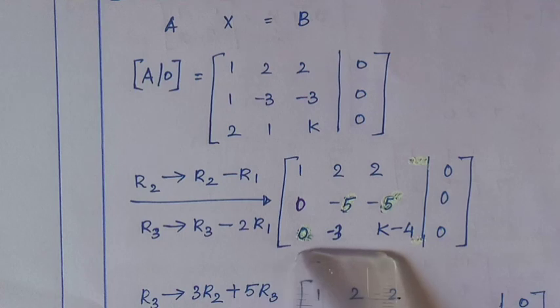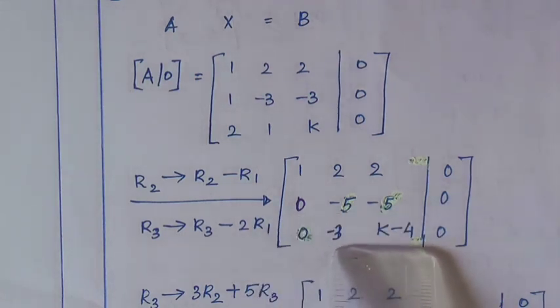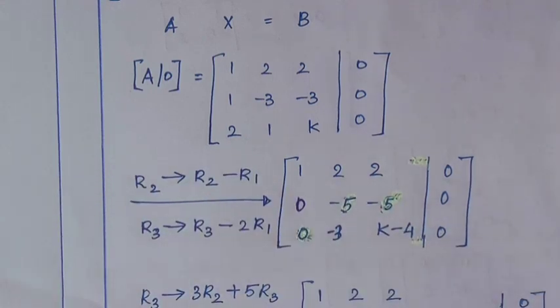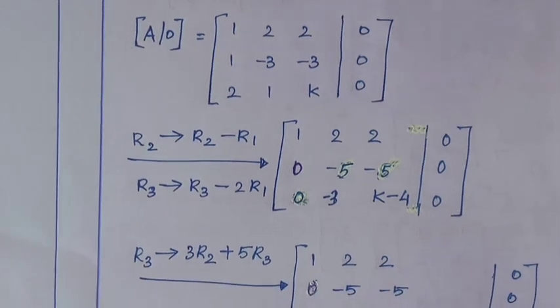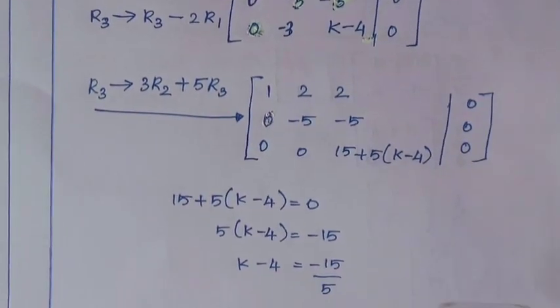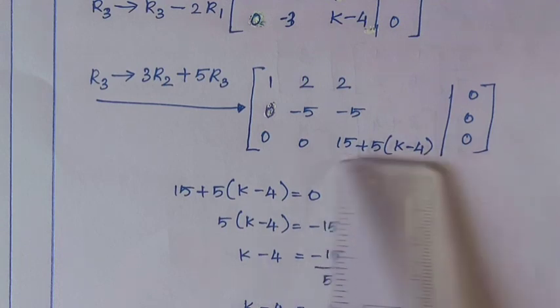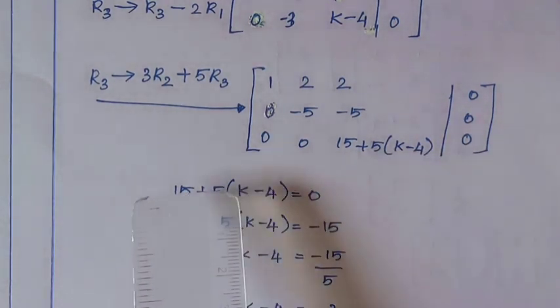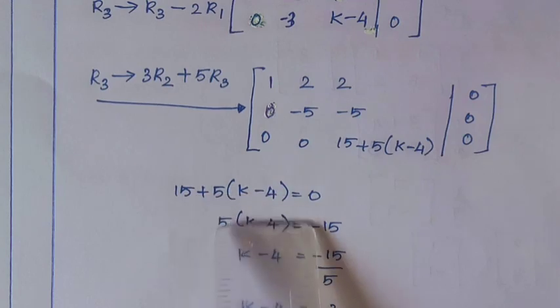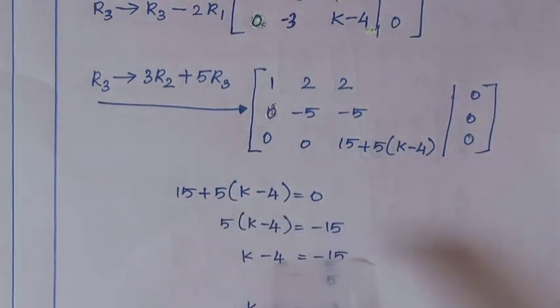Next, after we got here 0, here 0, we have to get this value to 0 and this to 0. So R3 gives 3R2 plus 5R3. So 0, 0, 15 plus 5 into k minus 4, 0, 0, 0. Next we have to do the sum with this, so plus 15 plus 5 into k minus 4 is equal to 0.